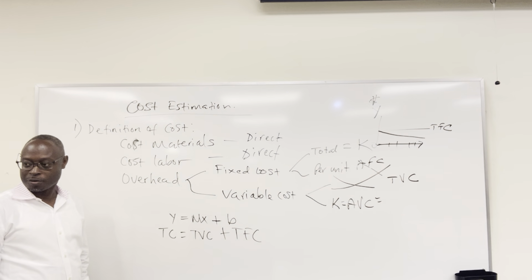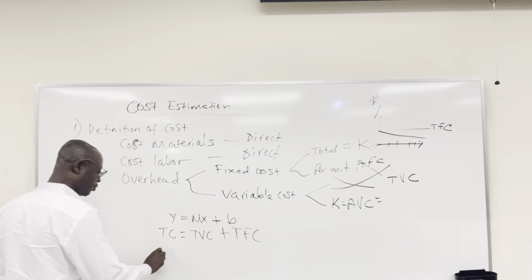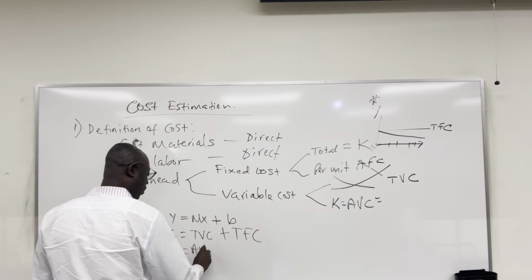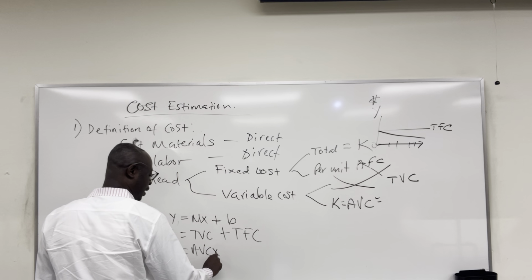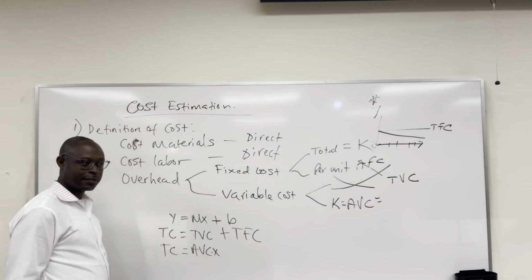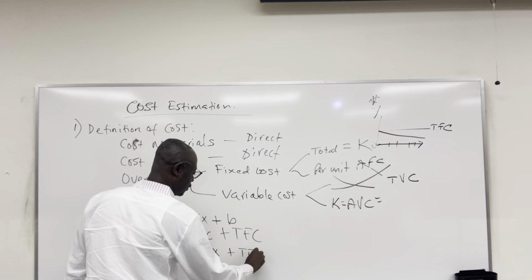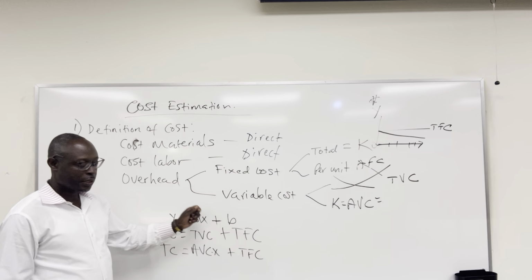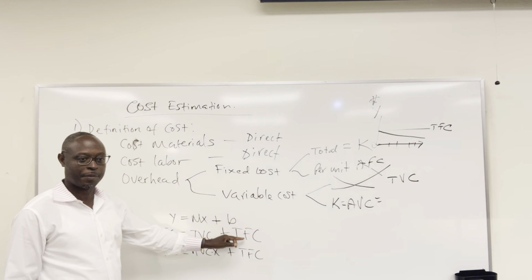Right? Total cost equals total variable cost plus total fixed cost. Which we can also say that total cost is average variable cost times the number of units, let's call it x, plus your total fixed cost. So in this case, the intercept of the line is being quoted as the total fixed cost. Does that make sense?